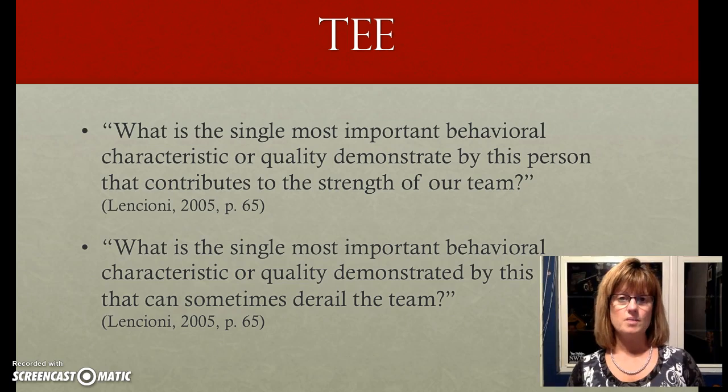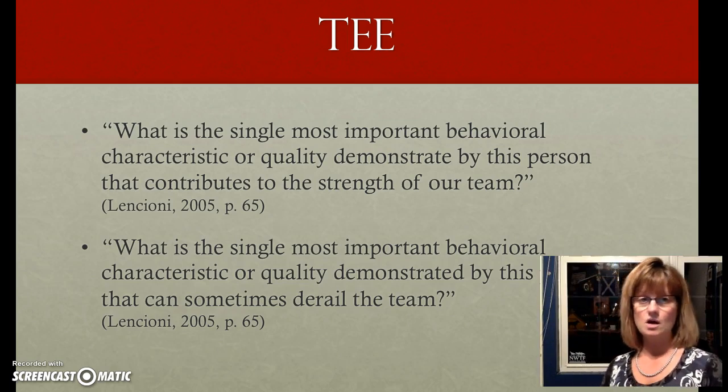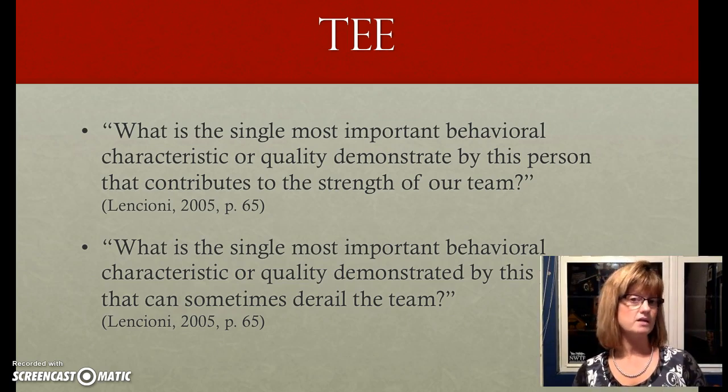Lencioni talks about the TEE and states that the two questions that are asked while doing the exercise are: 1, what is the single most important behavioral characteristic or quality demonstrated by this person that contributes to the strength of our team? And the second question, what is the single most important behavioral characteristic or quality demonstrated by this person that can sometimes derail the team? And the exercise works by going through each team member and letting them answer these 2 questions about each other, starting with the leader.